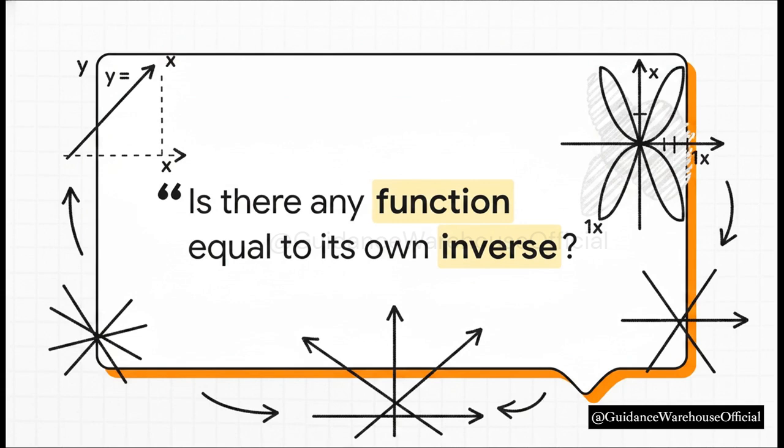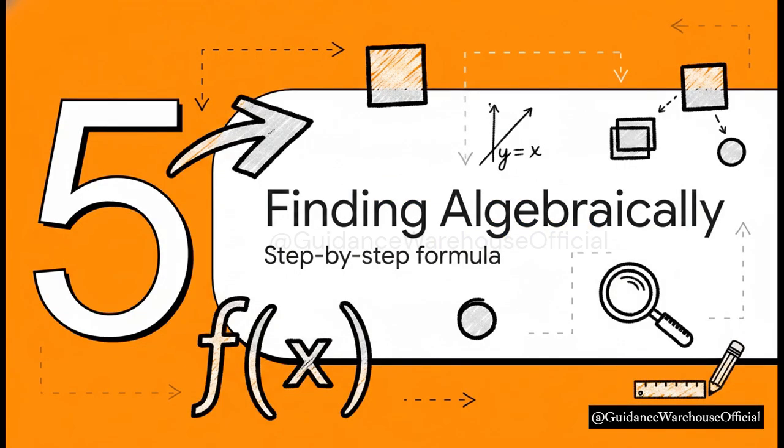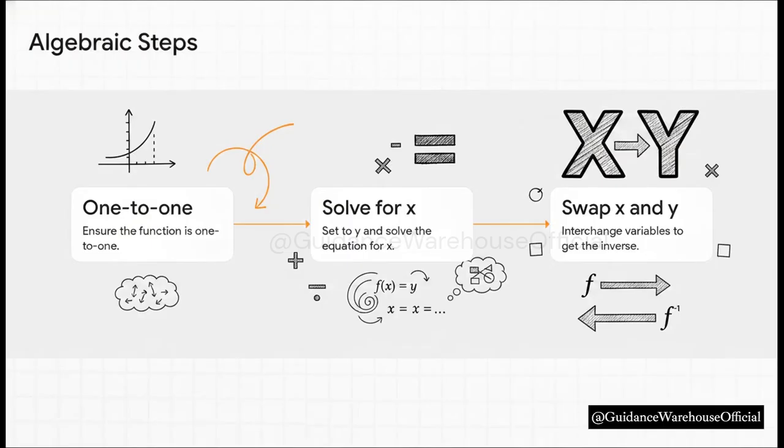Kinda cool, right? Now for the grand finale, Section 5, Finding Inverses Algebraically, the step-by-step formula for your exams. There are 3 main steps to actually doing this on paper. First, make sure the function is 1-to-1. If it's not, you'll have to restrict the domain like we did earlier.